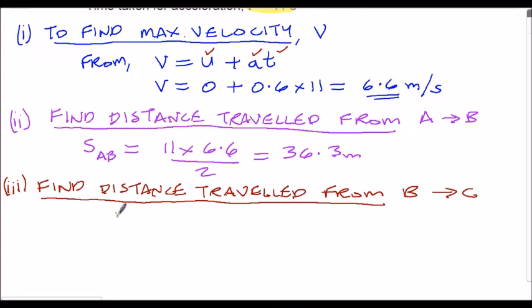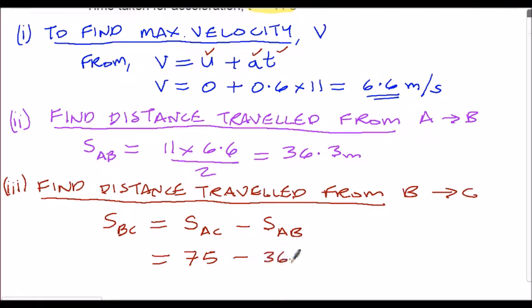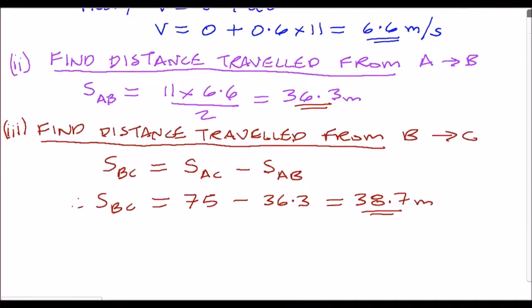So the S from B to C will be equal to, if you want some symbols, some of you like symbols, it would actually be S from A to C minus the S from A to B. If you want symbols, don't worry. If you don't want the symbols, just ignore them. Just write down 75 meters. That's the distance from A to C, and then minus the 36.3 meters, which is the distance from A to B. It works out to give us 38.7 meters. So that's the area on a velocity time diagram between B and C.